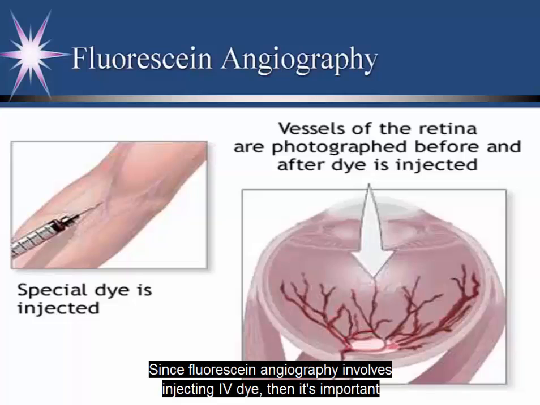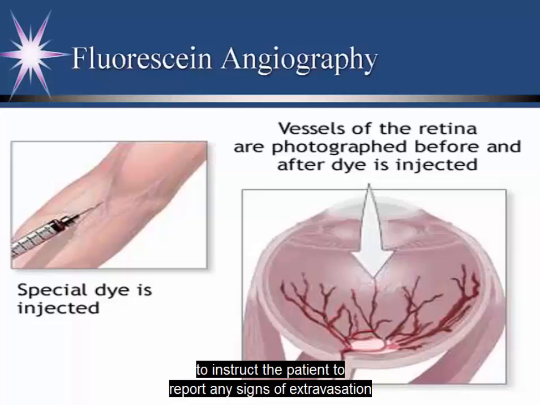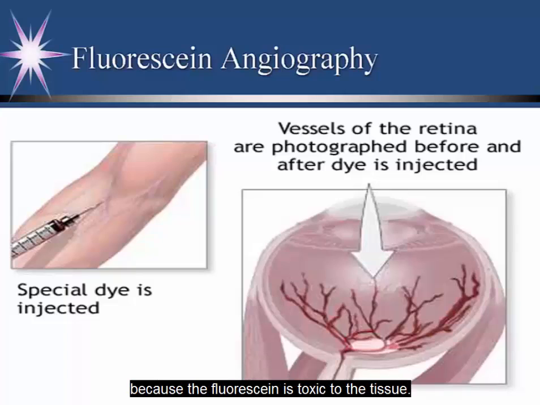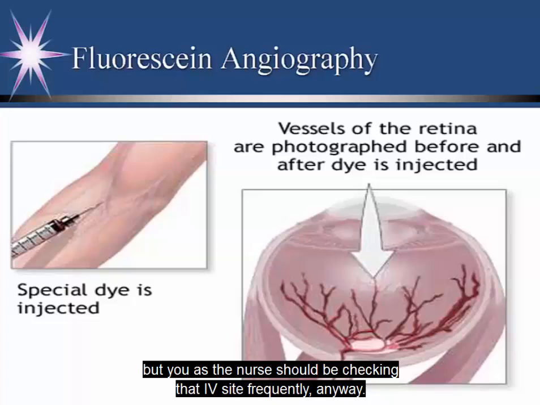Since fluorescein angiography involves injecting IV dye, it's important to instruct the patient to report any signs of extravasation, because the fluorescein is toxic to the tissue. Signs of extravasation include burning and pain, but you as a nurse should be checking that IV site frequently anyway.